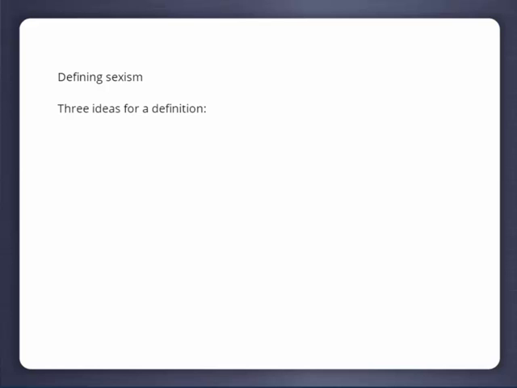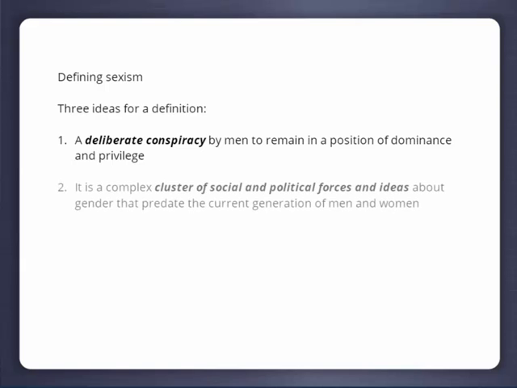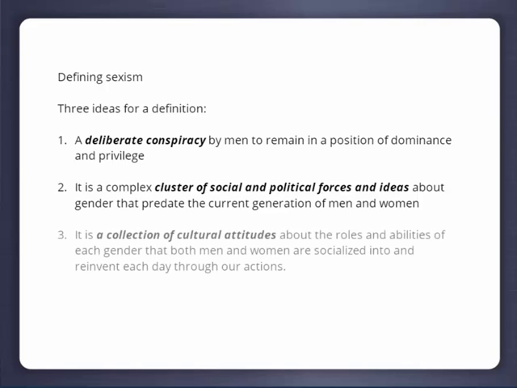Let's turn now to defining the concept of sexism. There are three possible ideas for its definition as follows. Number one, sexism is a deliberate conspiracy by men to remain in a position of dominance and privilege. Number two, it is a complex cluster of social and political forces and ideas about gender that predate the current generation of men and women. Or number three, it is a collection of cultural attitudes about the roles and abilities of each gender that both men and women are socialized into and reinvent each day through their actions.